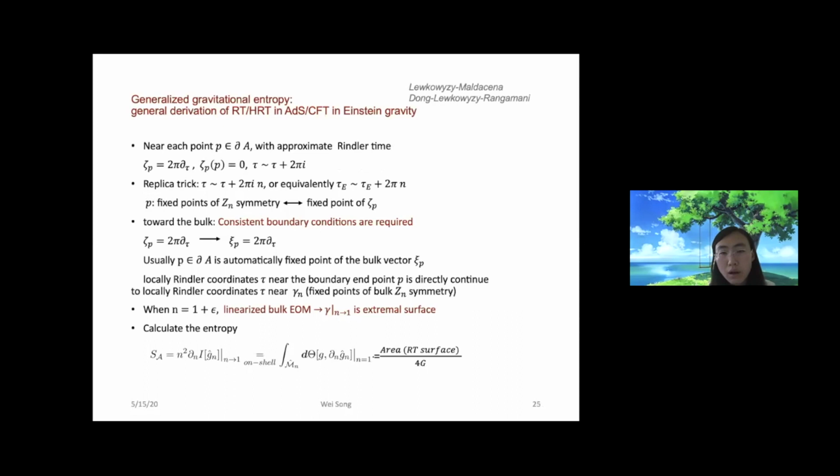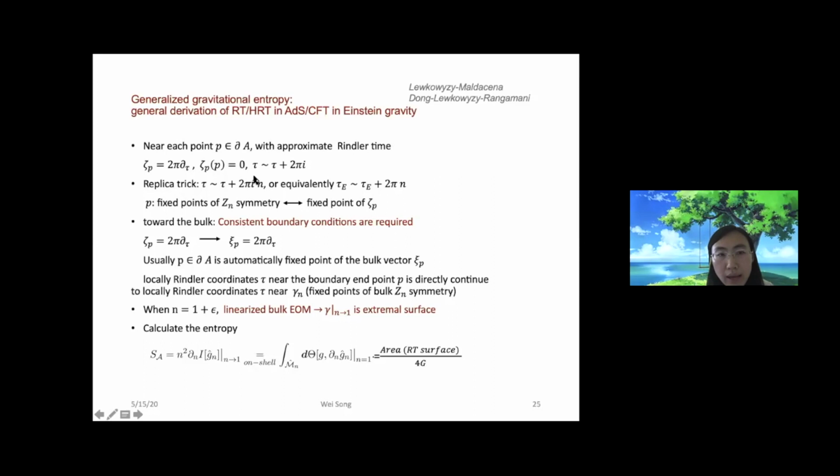So basically the argument goes as follows. Near each endpoint at the boundary, one can define some approximate Rindler time. This is because in the neighborhood of each point, we can approximate this region by a single interval where one end is sent to infinity, and also approximate the state by the vacuum state, so that near each endpoint one can get some approximate Rindler time.